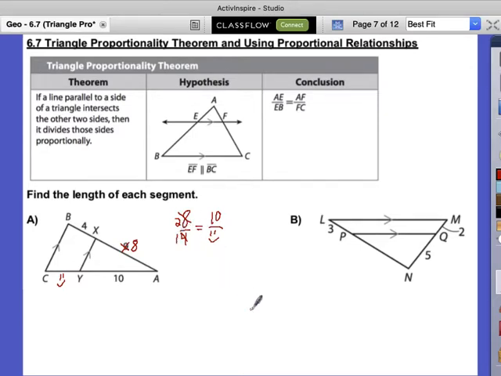Now we can cross multiply. 2 times smiley face would be 2 smiley face. What's 1 times 10? 10. How do we get our smiley face by itself? Divided by 2. So our smiley face, aka CY, equals what? 5. Okay. So this measure ends up being 5 here.